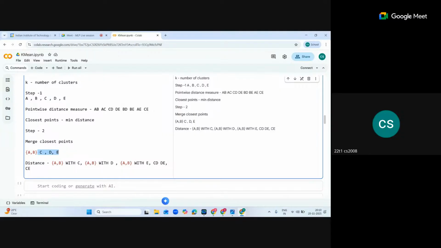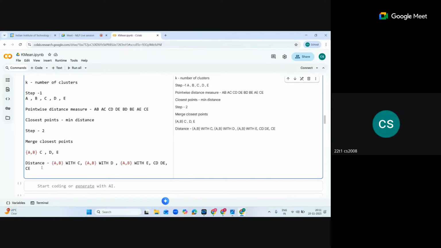So now we have what distances? We have the distance of AB with C, the distance of AB with D, and the distance of AB with E. So these 3 distances we have now, right? And the earlier distances, obviously we can't discard them. These are also there, CD, DE, and CE, which are already there from before, so we carry them. Now let's see whichever is the minimum distance from here. Let's assume the minimum distance is, let's say, CD.